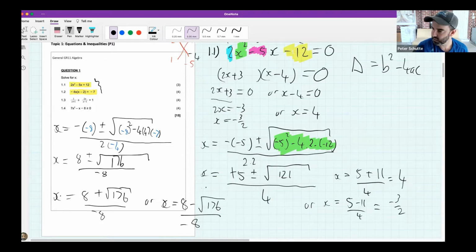And you should get minus 2.66 on that side. And then on this side, you should get x is minus 0.66. Okay, let's have a look here.